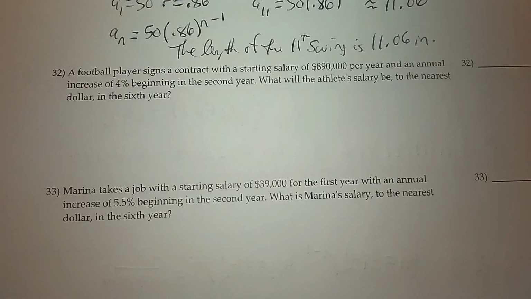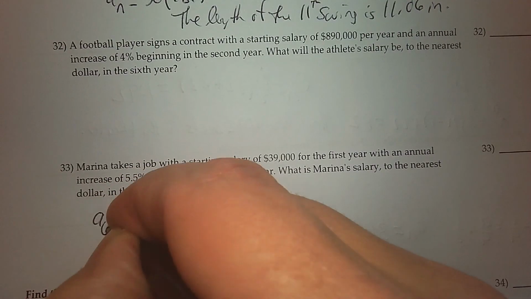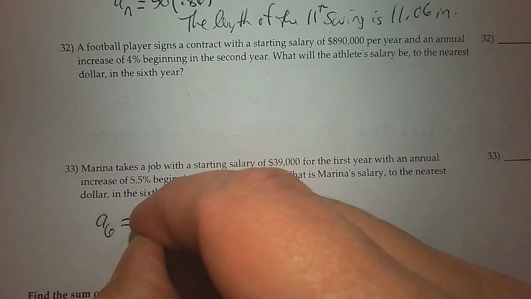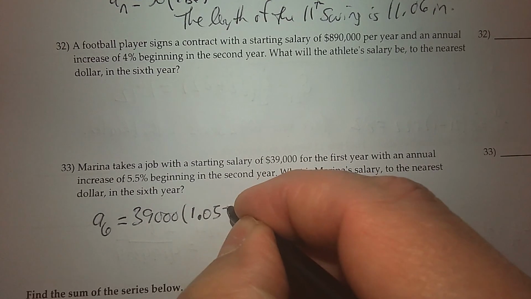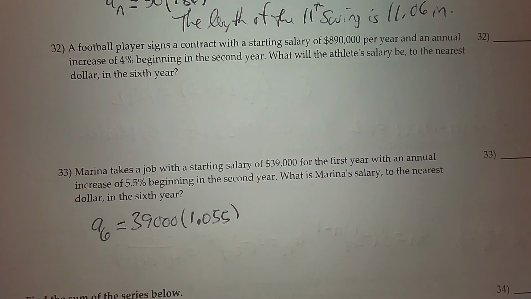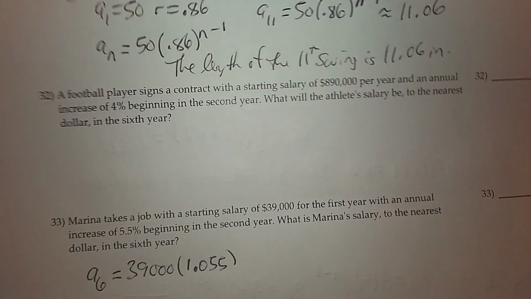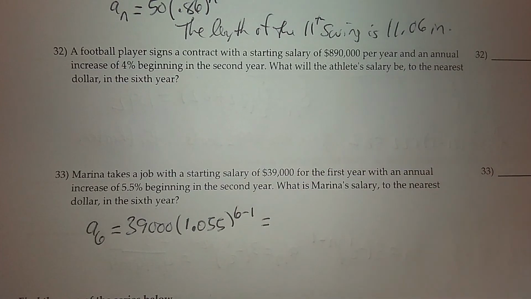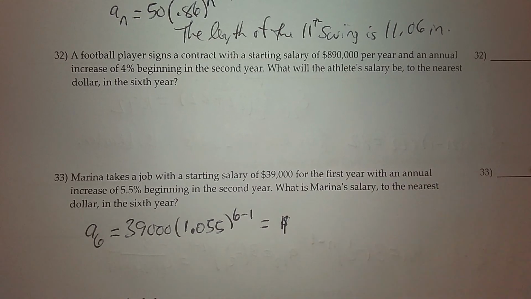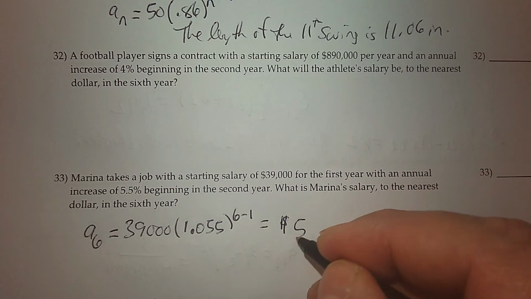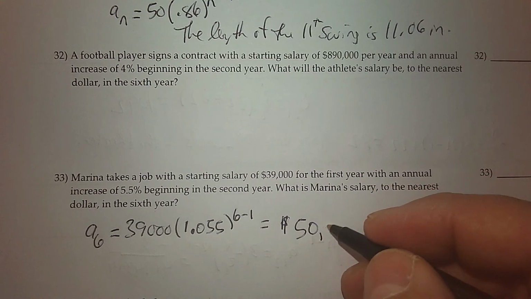So if I can understand that, I want to find the 6th term. We started with 39,000. The common ratio is going to be 1.055. That 1 in front means her salary is included with her raise. And then the exponent would be 6 subtract 1, and that's what you put in your calculator. So to the nearest dollar, it would be 50,971.